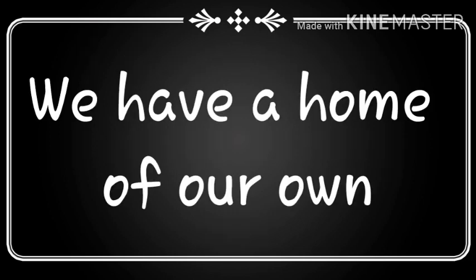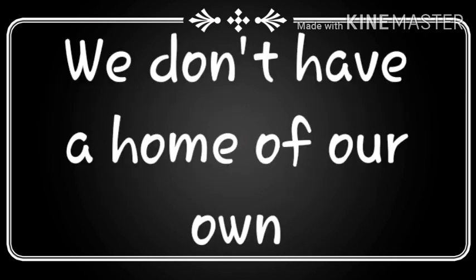Next, we have a home of our own. Here also, there is no other verb which shows an action. So have is used. The helping verb comes to the place of the main verb and have is the do form. So we have to change it into we don't have a home of our own.